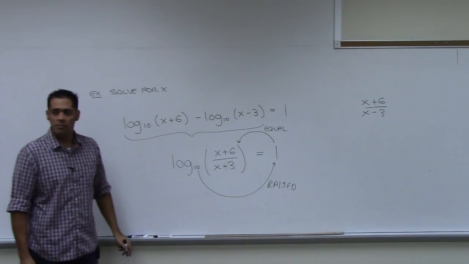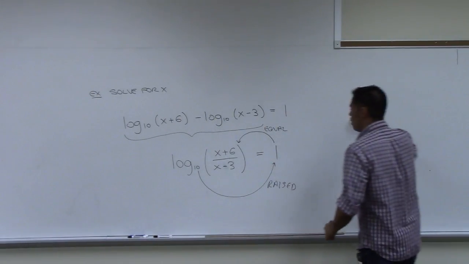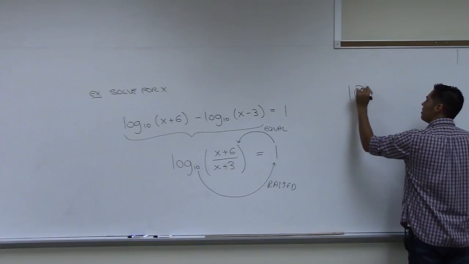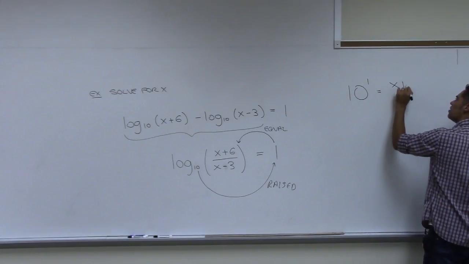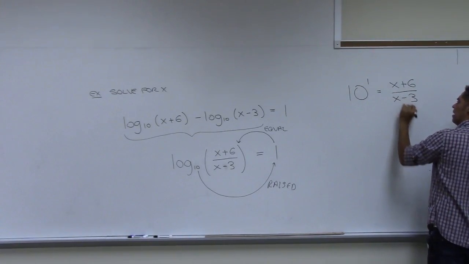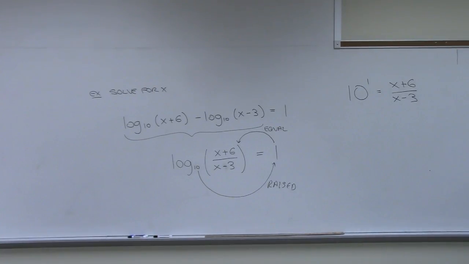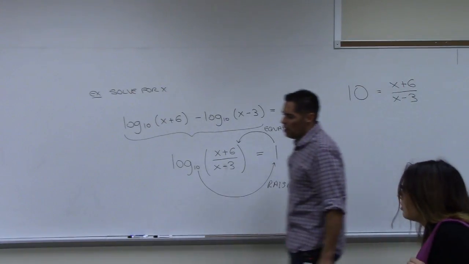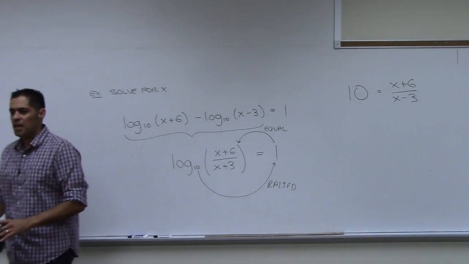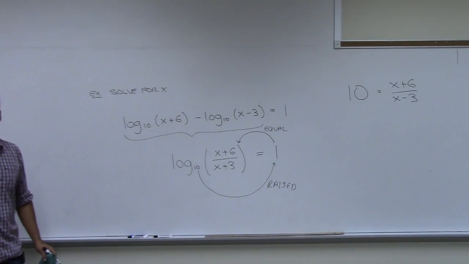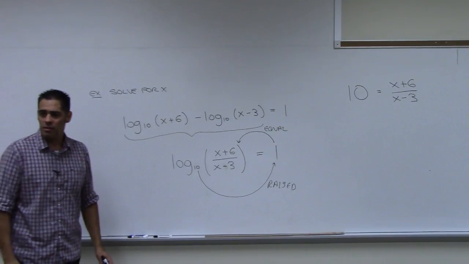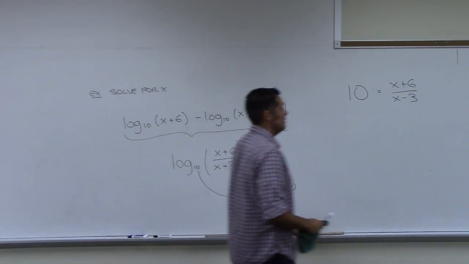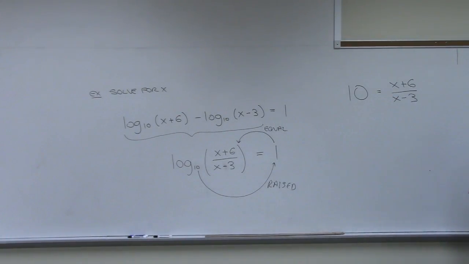Let's write down exactly what that loop is telling you. 10 raised to the 1 must equal x plus 6 over x minus 3. Do you all agree with that? Now, 10 to the first power is 10, so I don't really need to do anything with that. You probably got a problem like this on the take-home packet in the very beginning. This is what we call a rational equation. How would you solve this rational equation?